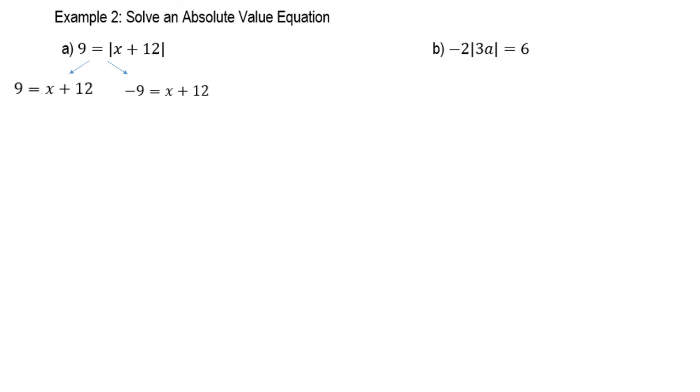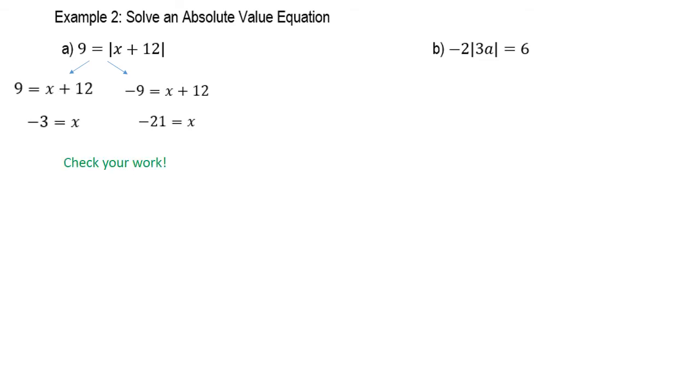So once you've split up the equations, then you're just going to simply solve them. So starting on the left, we're going to subtract 12 from both sides, and we end up with negative 3 equals x. And on the right, when we subtract 12 from both sides, we end up with negative 21 equals x. So those are our 2 values for x. You have to be careful, and you have to make sure you check your work, because sometimes one of the values, or maybe both of them, will not work.